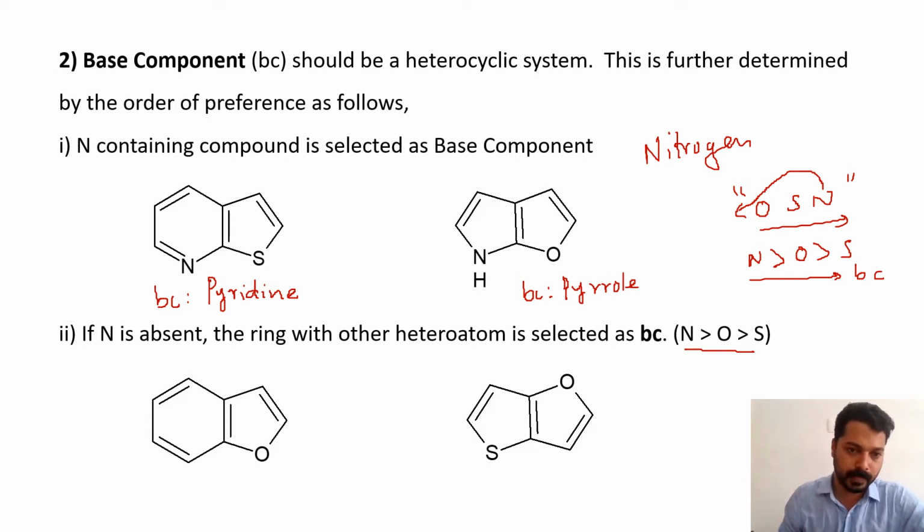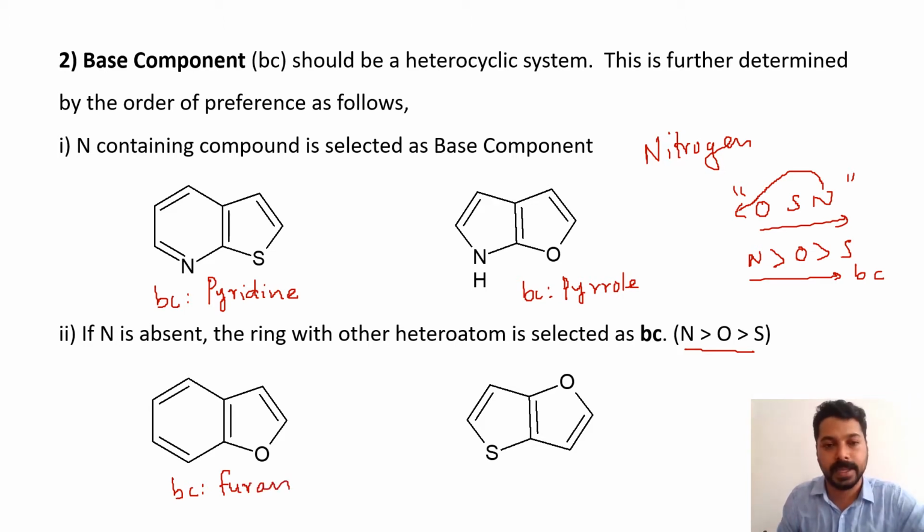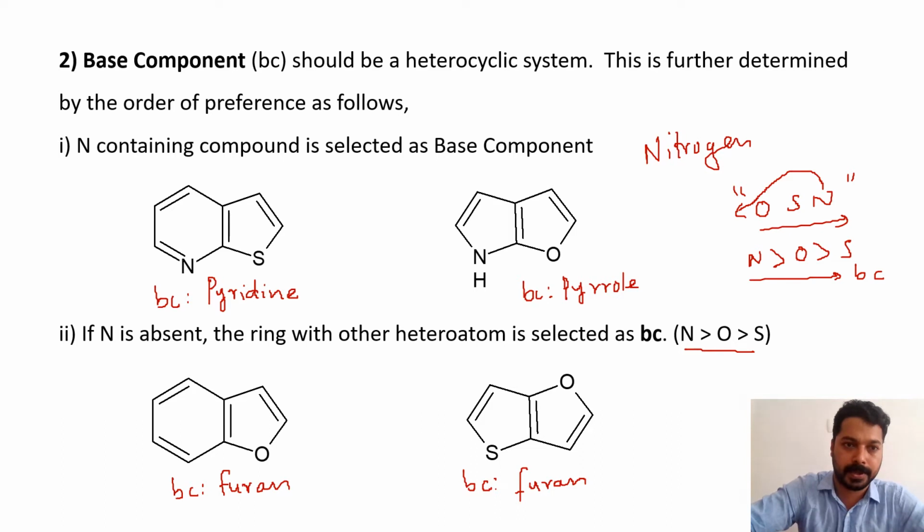Next, if nitrogen is absent, if you come to this one, benzofuran, the base component, no doubt, is furan, because the heteroatom containing ring should be the base component. So furan will be the base component and benzene will be the attached component. And coming to this one, in both the rings nitrogen is absent, then the next preference should be given to oxygen, then sulfur. So again here furan will be the base component and thiophene will be the attached component. So this is the criteria for selecting the base component.